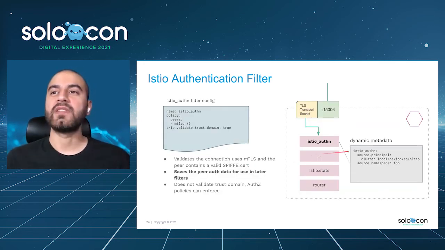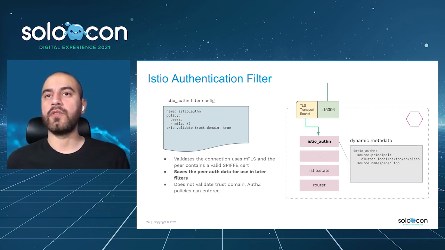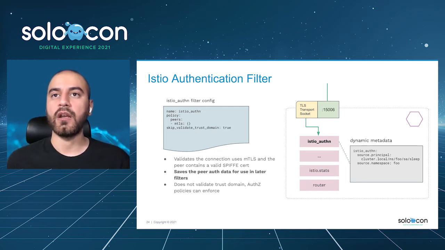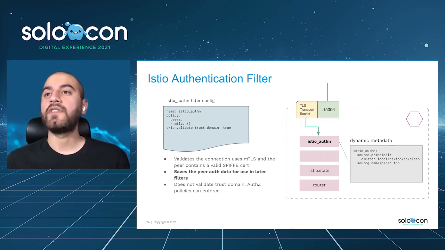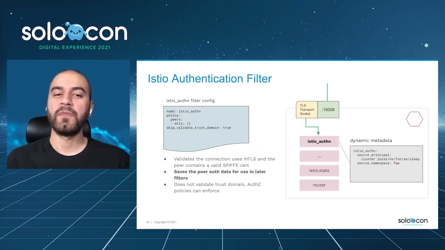So what happens is dynamic metadata is an Envoy concept or feature that more or less allows you to pass data from the various filters in your filter chain. In this case, the Istio Authentication filter is going to save off that authentication data, right? So the source.principal is that identity we're talking about, and the source.namespace is foo. And this is going to come into play in the next section where we look at authorization policies.